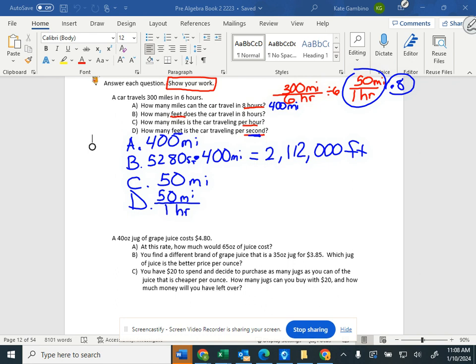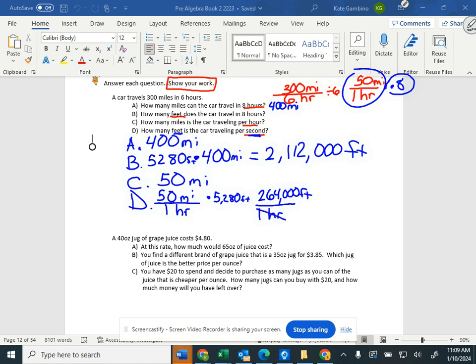So if it's 50 miles per hour, how many feet would that be? What do I have to multiply it by? Lucas? You multiply by 5,280. Yeah, I have to multiply that by 5,280 to get to the feet. So how many feet are in 1 hour? There are 264,000 feet in 1 hour.